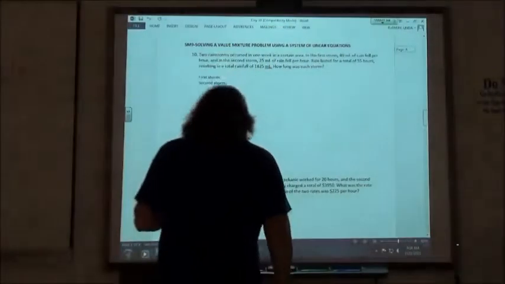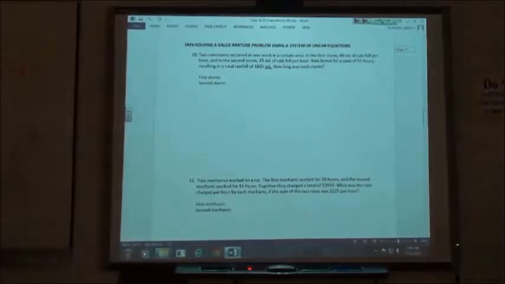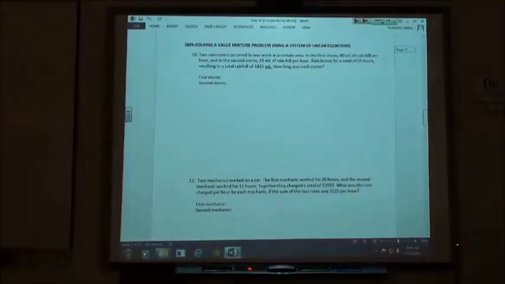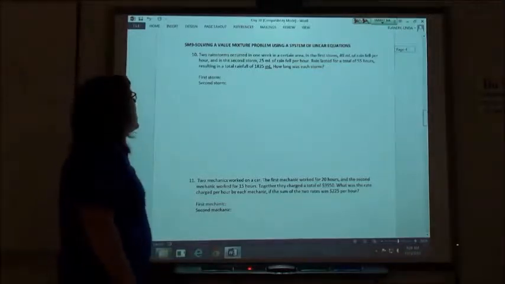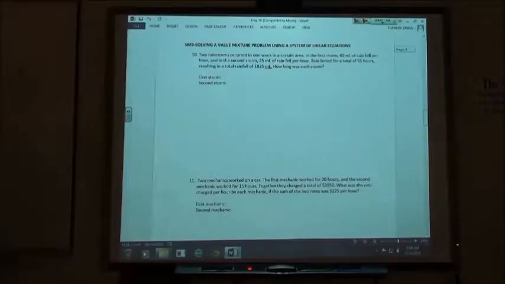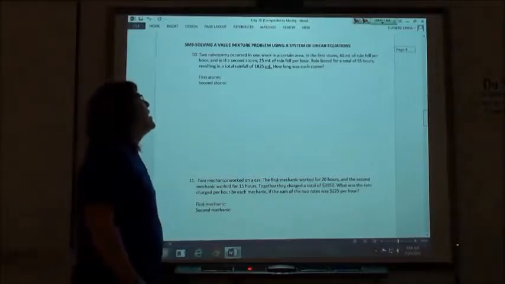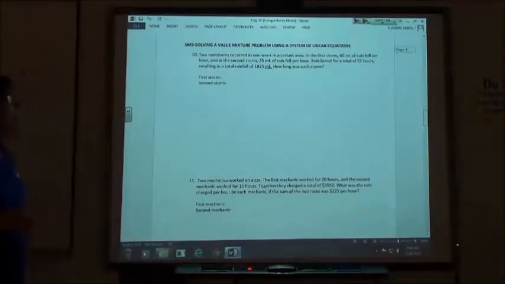10, 11, and 12, we are solving value mixture problems. Says 2 rainstorms occurred in 1 week in a certain area. The first storm, 40 milliliters of rain fell per hour, and in the second storm, 25 milliliters of rain fell per hour. The rain lasted for a total of 55 hours, resulting in a total rainfall of 1,825 milliliters. How long was each storm?